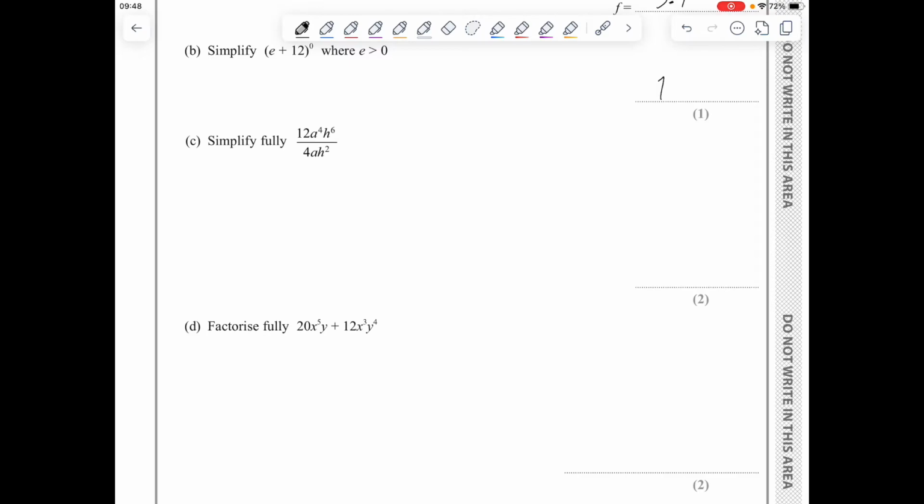For part C, I'll start cancelling out the numbers. 12 over 4 gives me a 3. And then for the letters, when you simplify, you simply subtract the powers. For a, I've got a to the 4 divided by a to the 1. So 4 minus 1 gives me a to the power of 3. Similarly for h, 6 minus 2 is 4, so h to the power of 4.